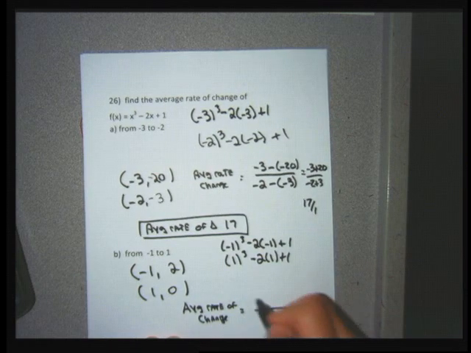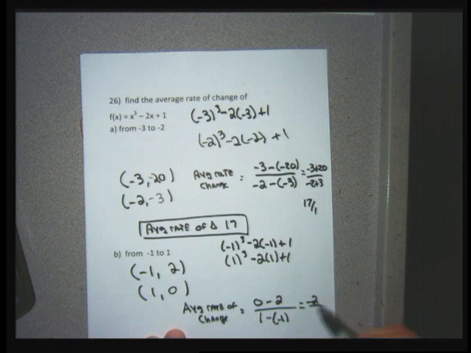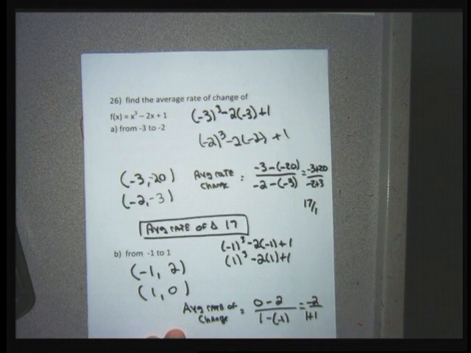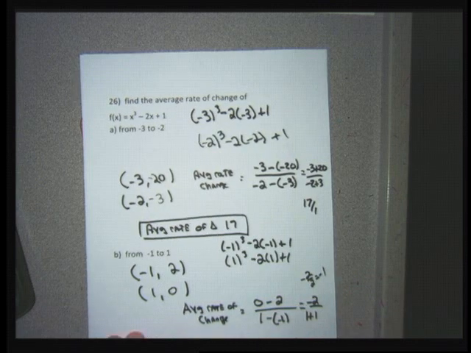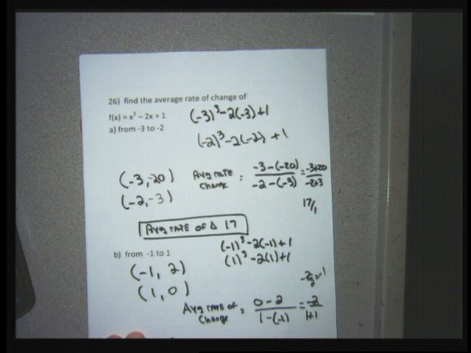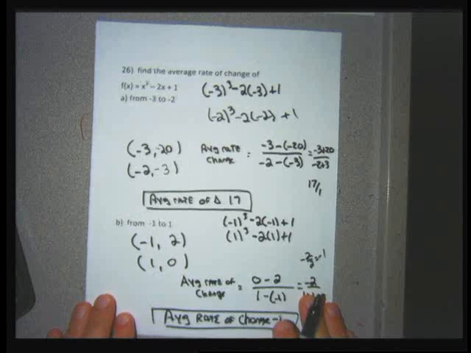So my average rate of change, I'm going to go y2, which is 0, minus y1, which is 2, over x2, which is 1, minus x1, which is negative 1. The numerator, 0 minus 2, is negative 2. The double negative in the bottom goes to positive, so I'm going to get negative 2 over 2, which is going to be negative 1. So I'm going to write the average rate of change is negative 1. And I could do that graphically, but I don't need the graph to answer the question.